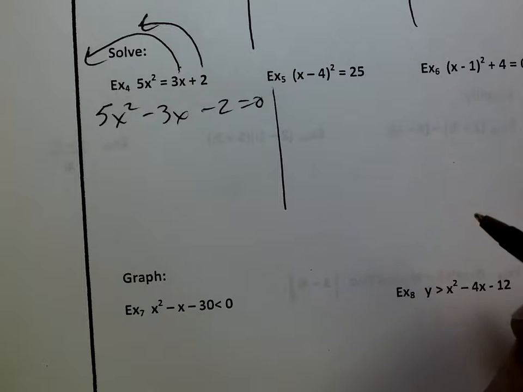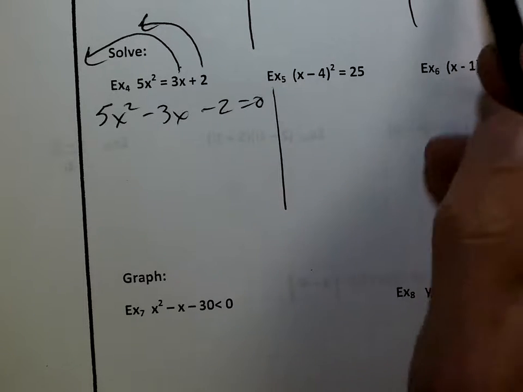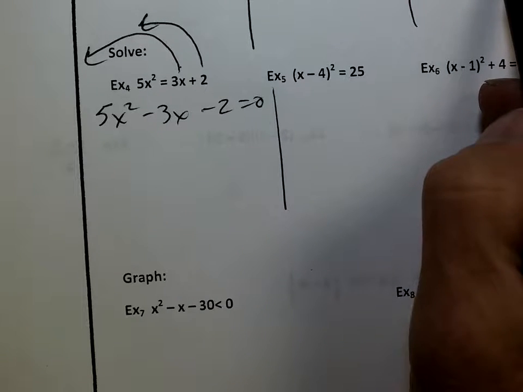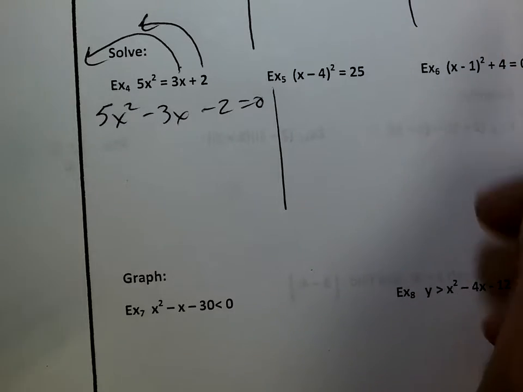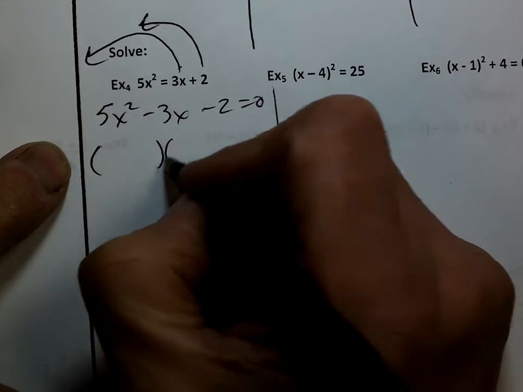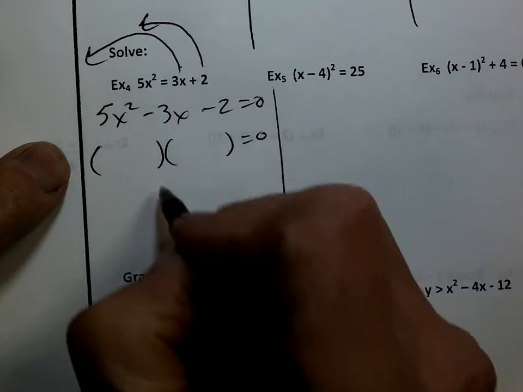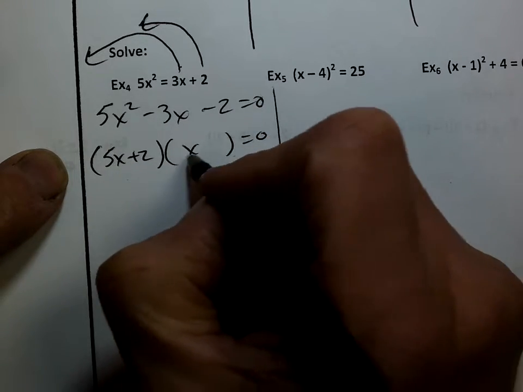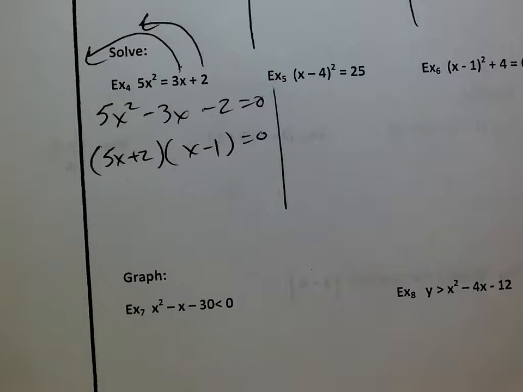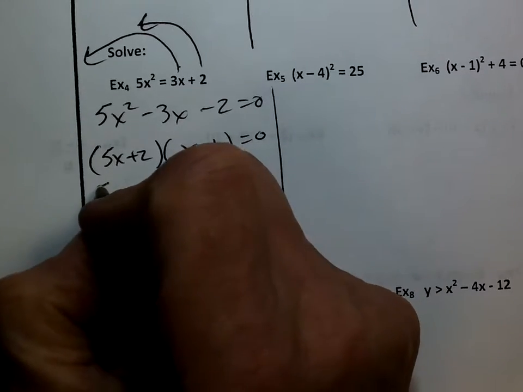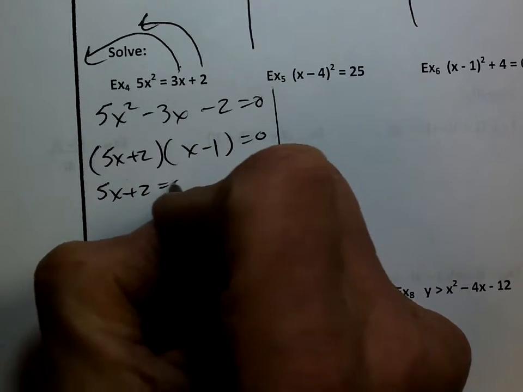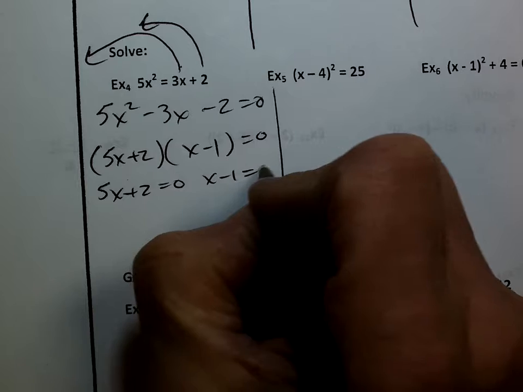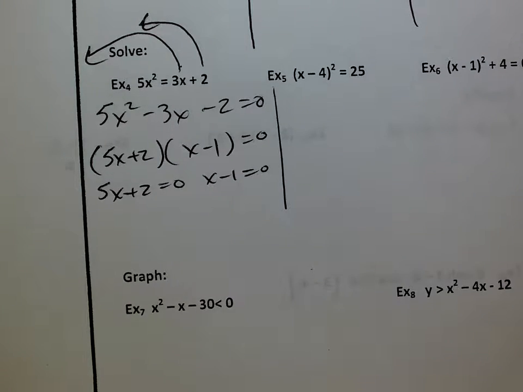Okay, let's factor. Hey, it's identical to that one, isn't it? Hey, what do you know? You think I did that on purpose? Probably. So I factor. We already know it's going to be a 5x plus 2 and an x minus 1, right? And then we're not done because we're solving, right? We know there's going to be 2 answers. So we're going to take 5x plus 2 and set it equal to 0, and x minus 1 and set it equal to 0. And we're going to solve, okay?